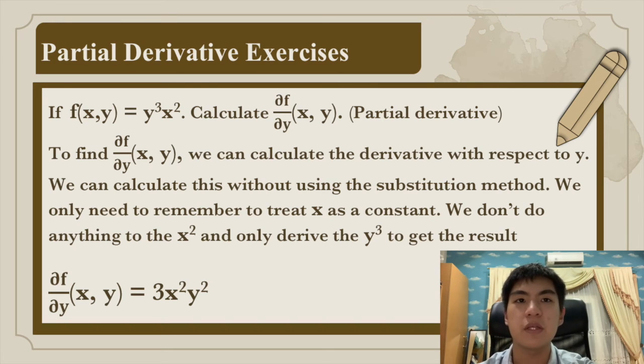We don't do anything to the x to the power of 2 and only differentiate the y to the power of 3 to get the result. So the result is ∂f/∂y of x and y equals 3x to the power of 2 times y to the power of 2.